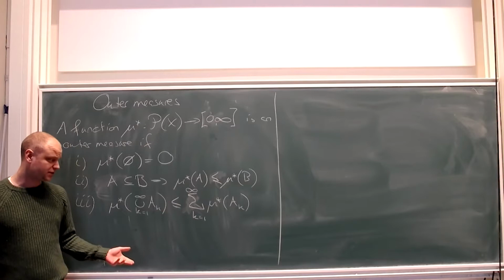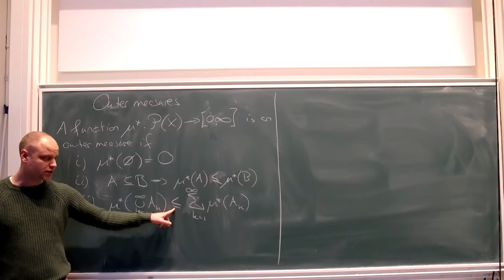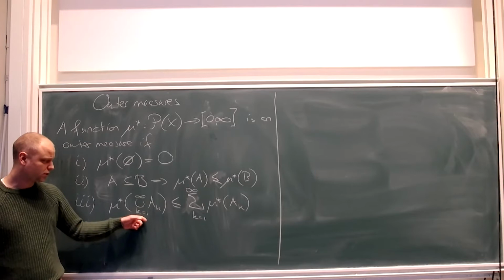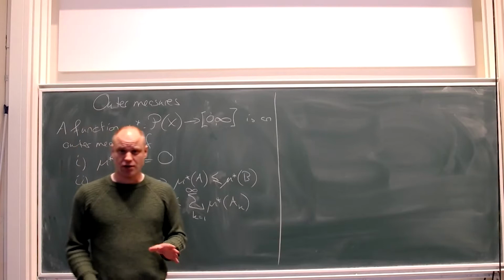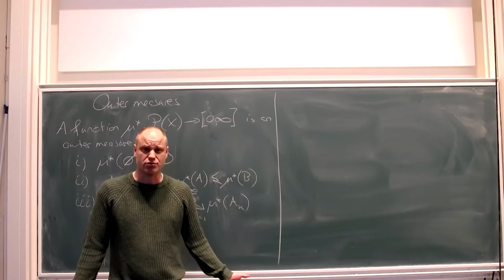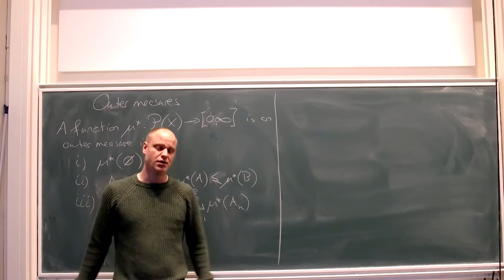And here, since we have this inequality, it makes really no sense to demand that they have to be disjoint, because if they're not disjoint, it's not going to affect the size of the left-hand side, but it's just going to make the right-hand side bigger. So that's just superfluous. Now, in the book, they have several stupid examples of outer measures, because it's very hard to construct any real, so to speak, examples of this.